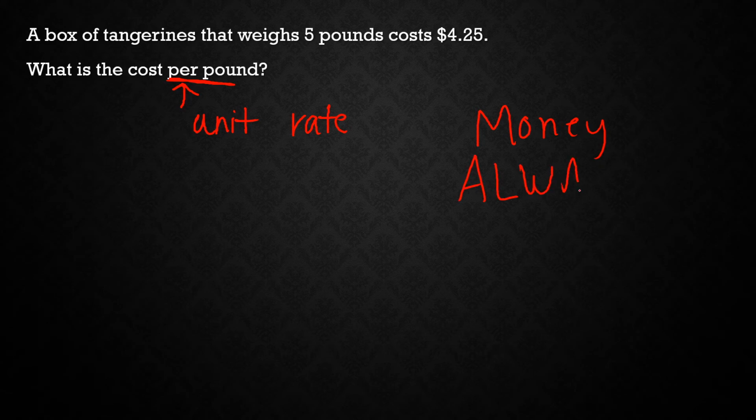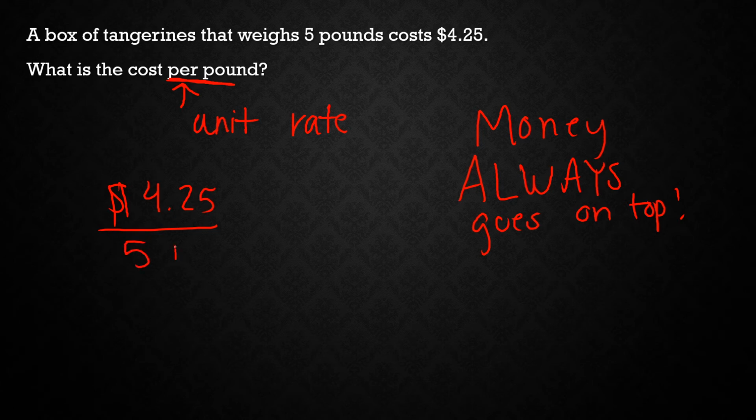Now here you have to remember the super important fact, which is that money always goes on top. Whenever you see money and you are writing a ratio, you always need to put your money value on top, which means that 425 would go up top, and this is over 5 pounds. I need it to be a unit rate, which means I need to have a 1 in my denominator. I'm going to divide this by 5.